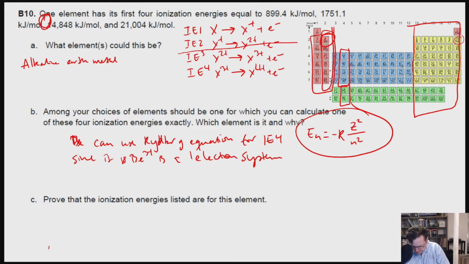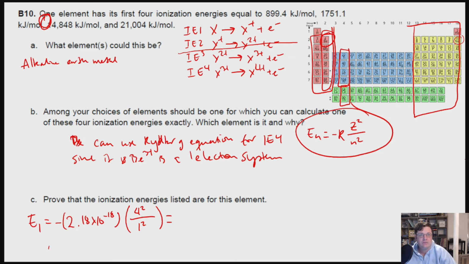So if we go through with that, the energy of the first level, the n equals 1 level, is going to be equal to negative R. What is R again? 2.18. I'm just going to write down a simplified number: 2.18 times 10 to the negative 18 joules, multiplied by Z. Z for beryllium is 4, so we have 4 squared over 1 squared, since we're only doing the n equals 1 level.